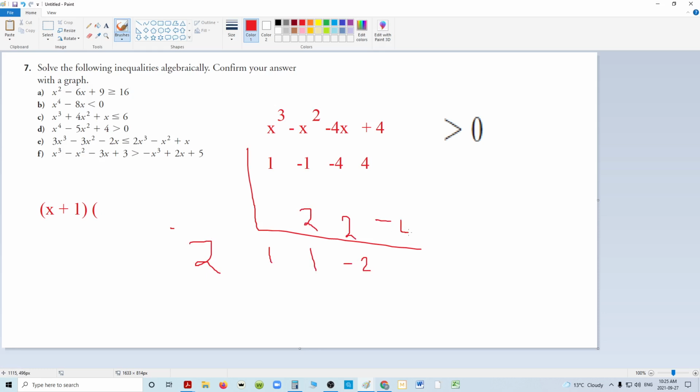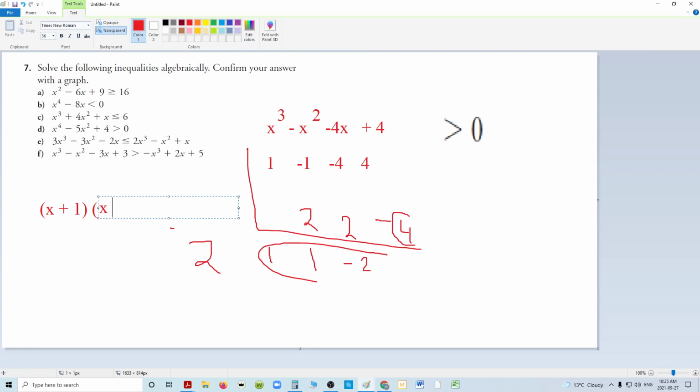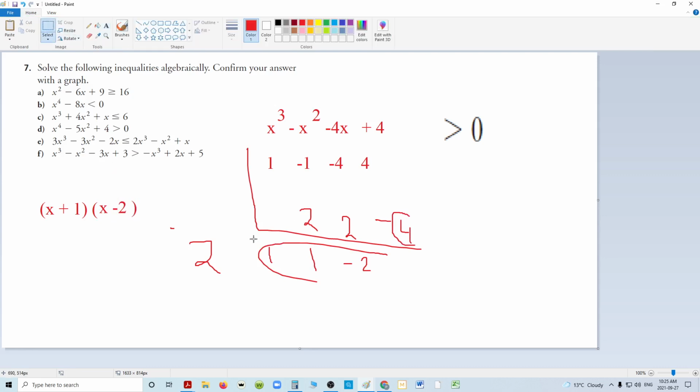Oh, 2 worked. So that means the next factor is x minus 2. And remember your factor theorem. When the remainder is 0, it means it's a factor. So I'm left with x squared plus x minus 2. And I can see that the factors here are x plus 2 and x minus 1. So it's the opposite of those.